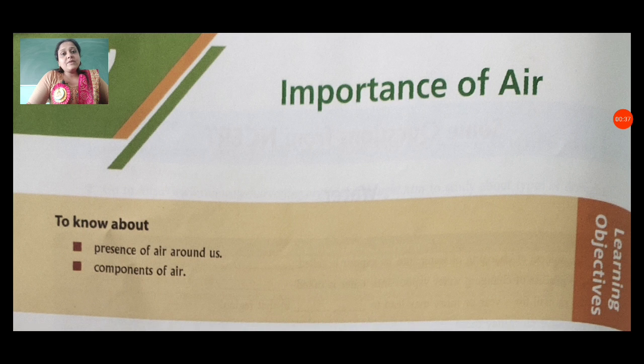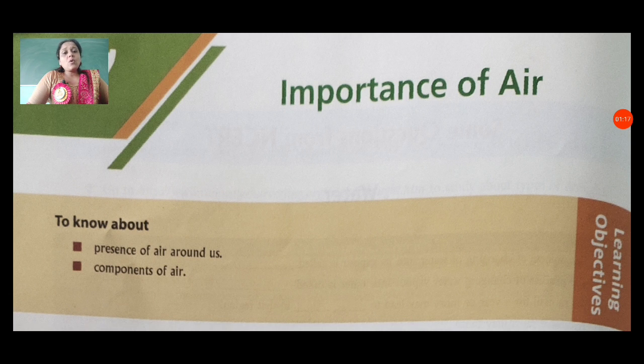All living organisms which live on earth need different things to live their life. They need food, they need shelter. They get all types of nutrients from the food. Food is very important for them. Like this, they also have other necessities which they want to live their life. And among them, air. Air is also very important for them. In this chapter, we have topics like presence of air around us, components of air, and how air is important for us.